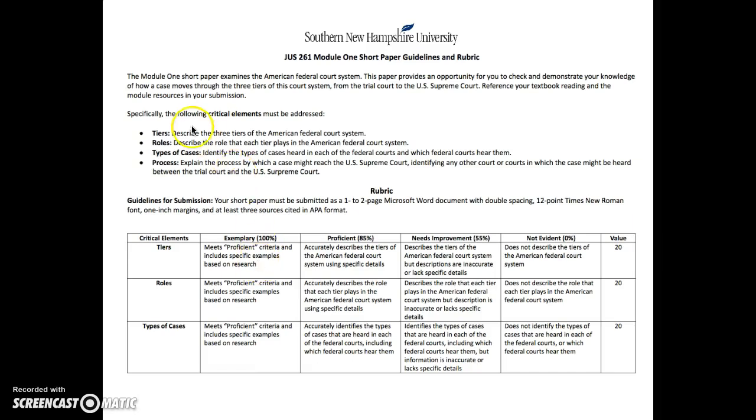So we know what the tiers are. Let's talk about the roles. We have the roles for the United States District Courts, the United States Courts of Appeals, and the United States Supreme Court. The United States District Court is the workhorse of the federal judicial system. It has original jurisdiction on virtually all cases. In other words, most cases that enter the federal judicial system begin at the district court level.